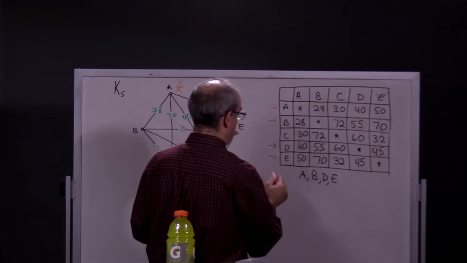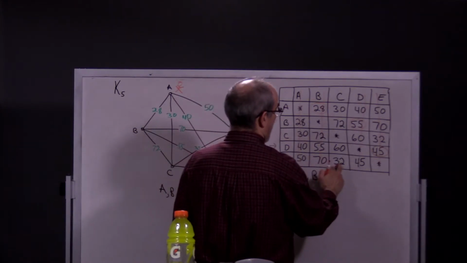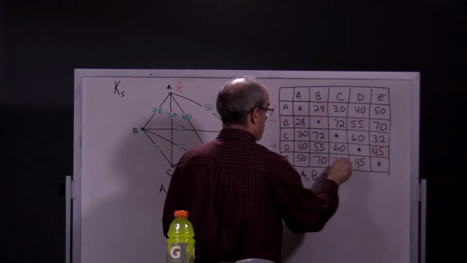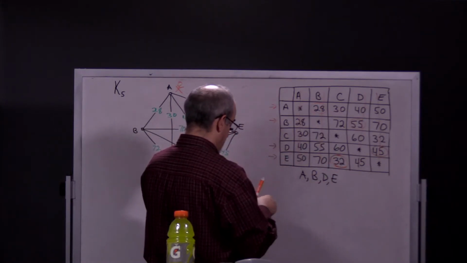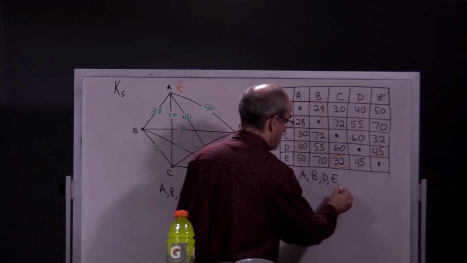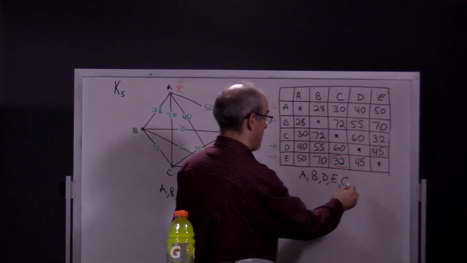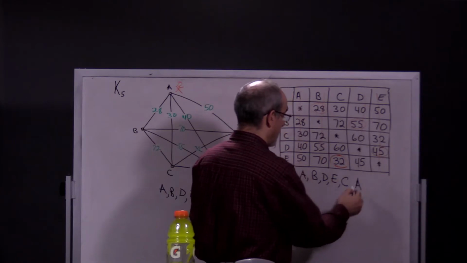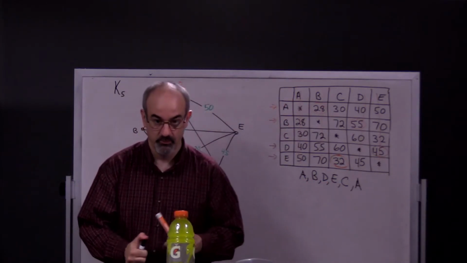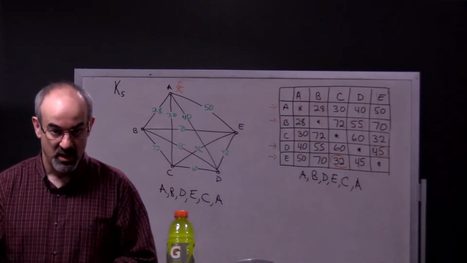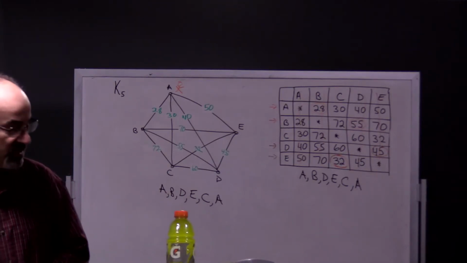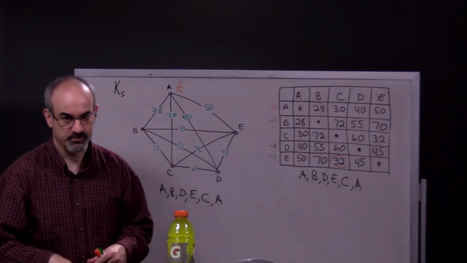Now we're at E. There's only one number that hasn't been crossed out yet. That's 32, because that's the only place we haven't gone yet, which is C. So we've been every place now. Now we have to go back to A. Remember, this is a Hamilton circuit. We're a traveling salesperson. We have to go back to where we started from.